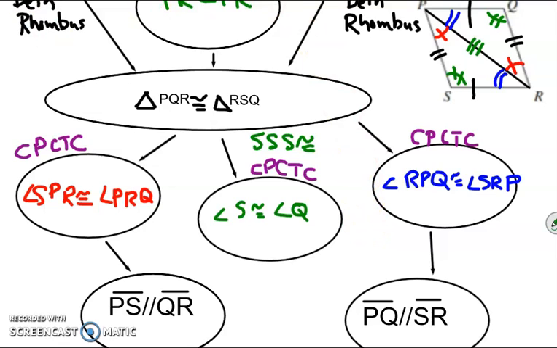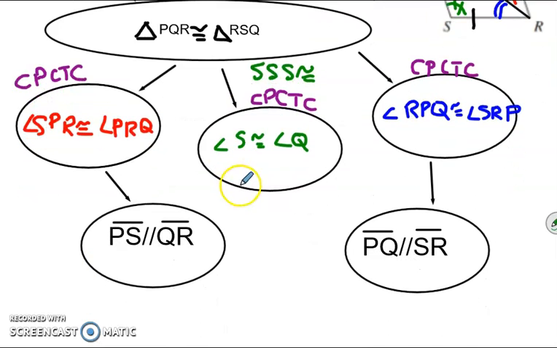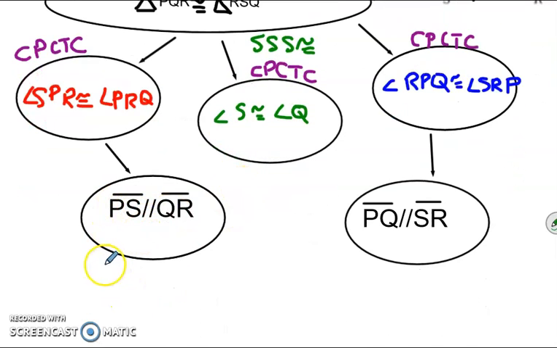Now because of that, we can say that we have parallel lines because all the interior angles are congruent. So we continue down, we can say that these lines are parallel because all the interior angles are congruent.